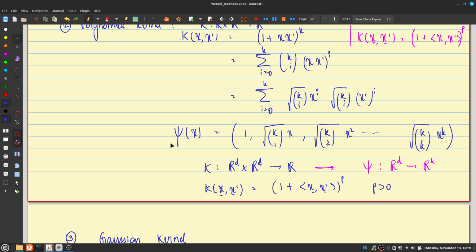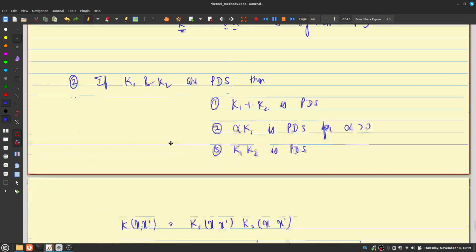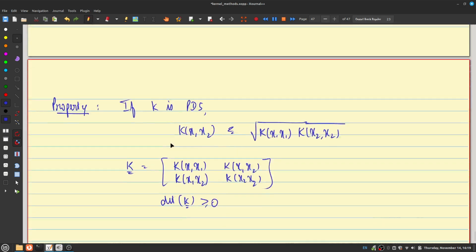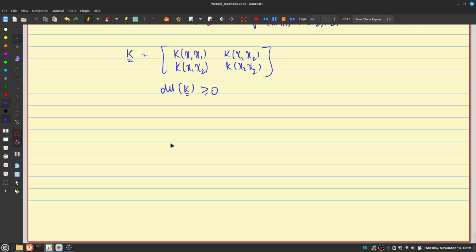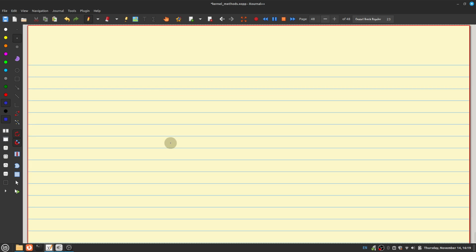Right? So in fact, our goal is to prove that K of x1, x2 behaves like an inner product. Again, it doesn't behave like an inner product over the space where x1 and x2 lie in. It behaves like an inner product in some other space. So in order to do that, let's look at the following.